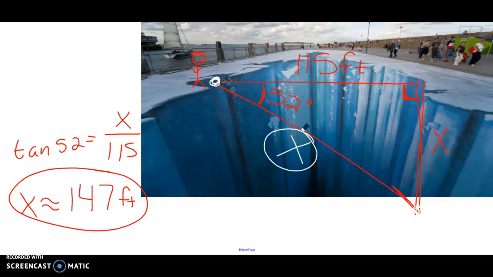So the whole point of today is to be able to read these things and form the picture, form the triangle, know what to label where, and then solve for the missing value. Okay? We're going to save example 4 for next class. So that's all for today.